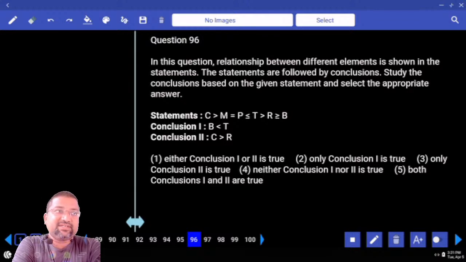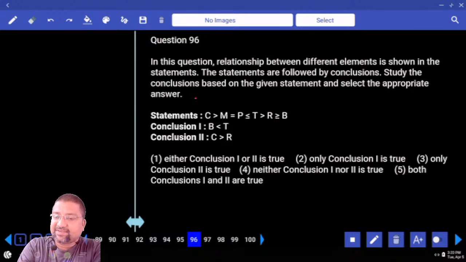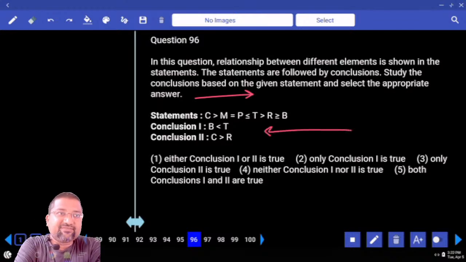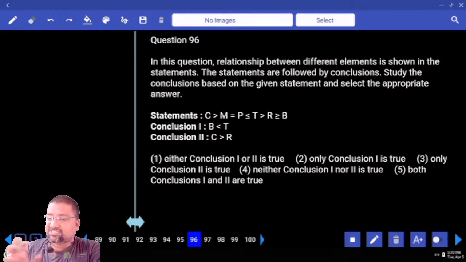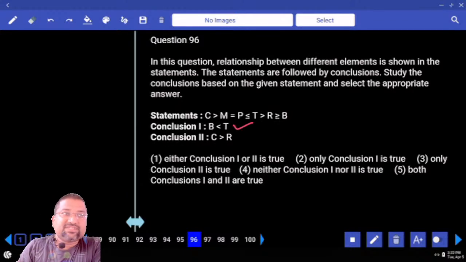B less than T. B less than T. You have to see from B to T in reverse. The efficiency you have in identifying from left to right, you should also have the same efficiency in identifying from right to left. This is the best way of solving questions. B less than T. Right or wrong? Right. C greater than R. What is the problem? Opposite symbols cannot be determined. What is my answer? Only one.